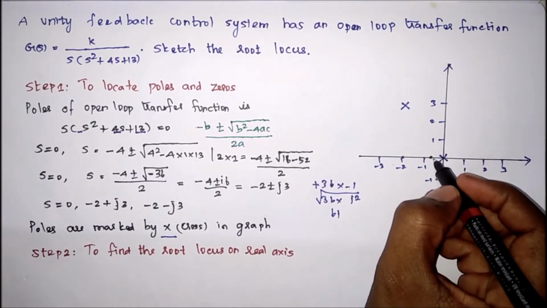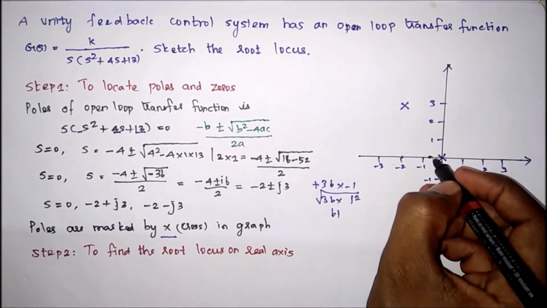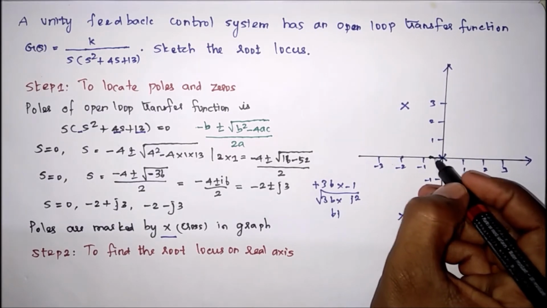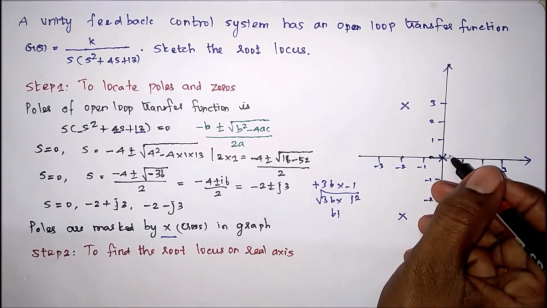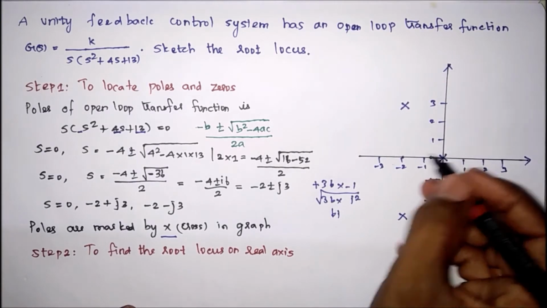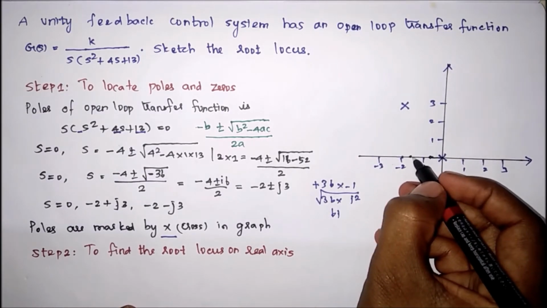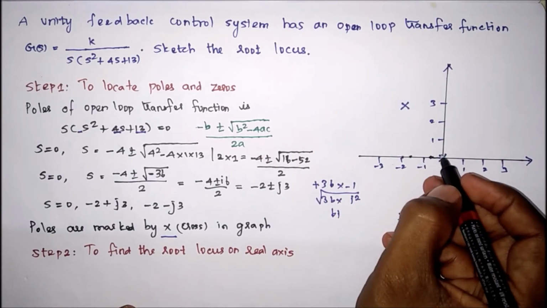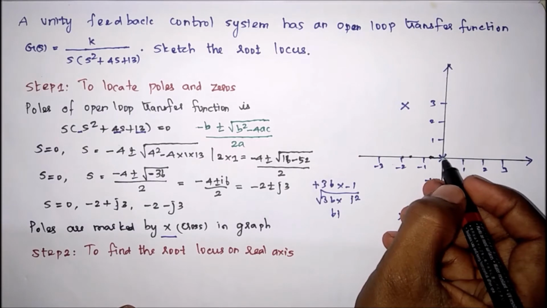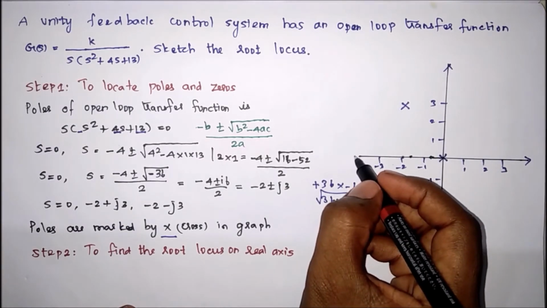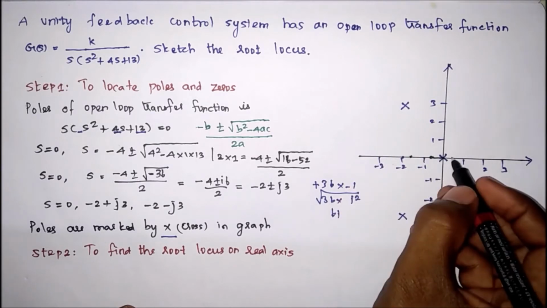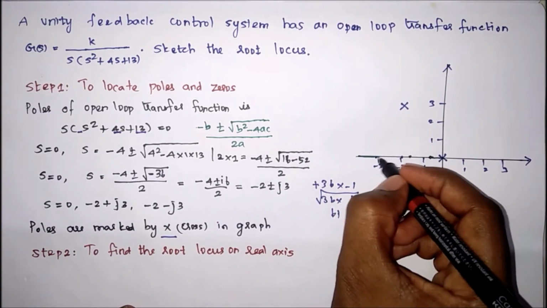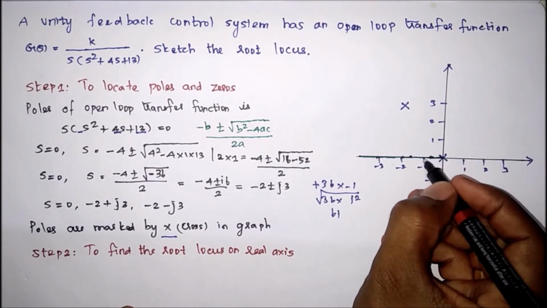Now I am going to take a test point. To the right of this test point, there is only one pole. Therefore from this point to this point, it will come under the root locus, because to the right of this point there is an odd number of poles. Suppose I take this point, it will also come under the root locus, because to the right hand side there is only one pole, which means an odd number of poles. Suppose we take infinity as a test point, definitely on the right hand side there is only one pole, that is an odd number. Therefore the entire negative real axis will be part of the root locus.